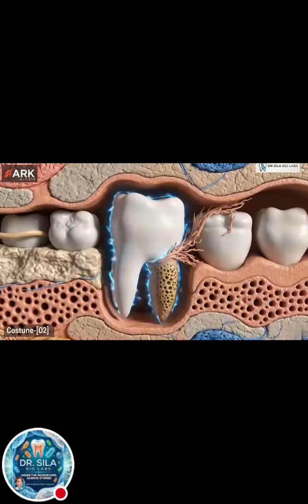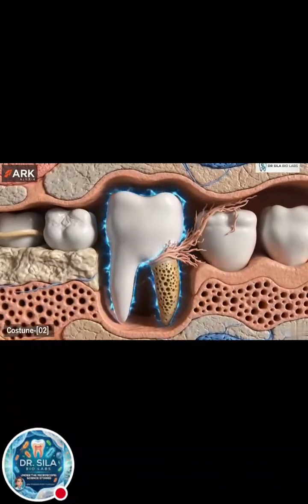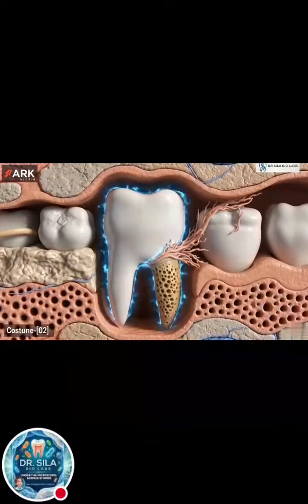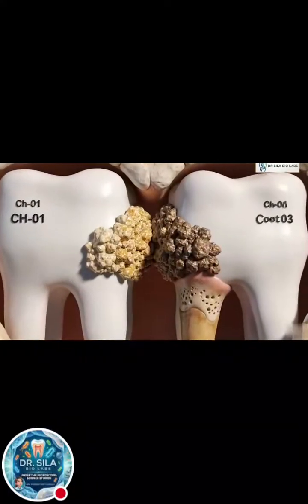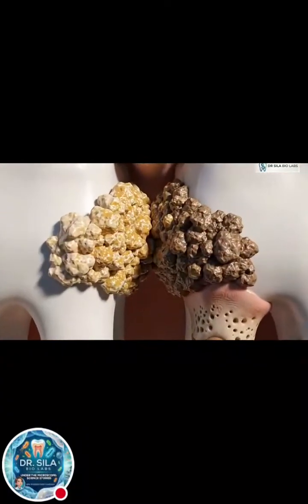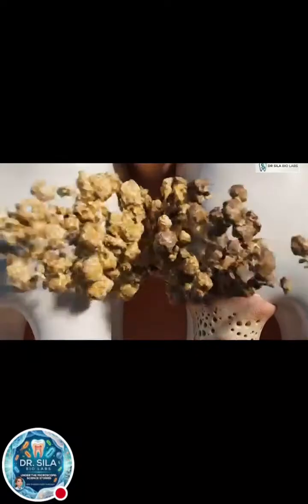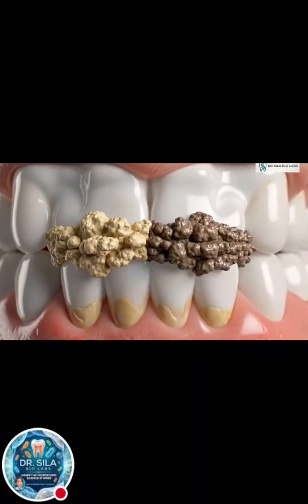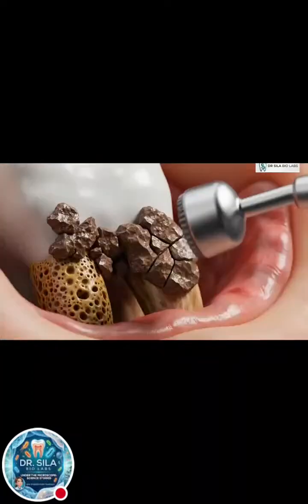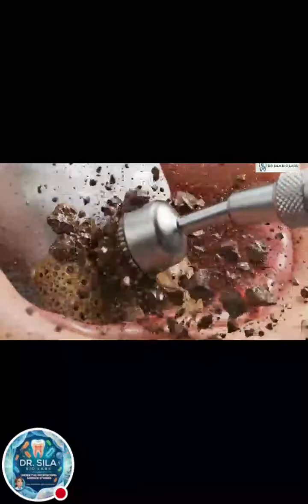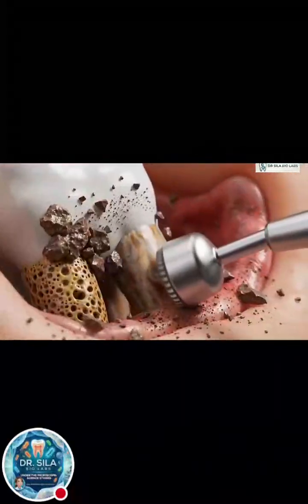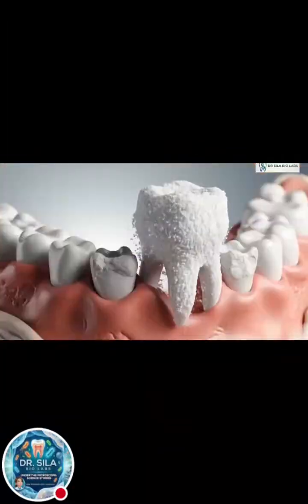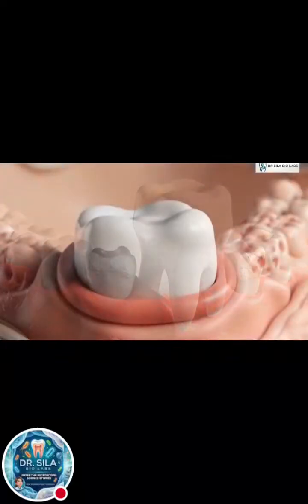The mobility is not caused by scaling. It is caused by the loss of supporting tissues from periodontal disease. In some cases, large calculus deposits can partially mask existing mobility. The hardened deposits may temporarily make teeth feel more stable than they actually are. Once the calculus is removed, the true condition of the supporting tissues becomes apparent. This is one reason some patients notice looseness after scaling.